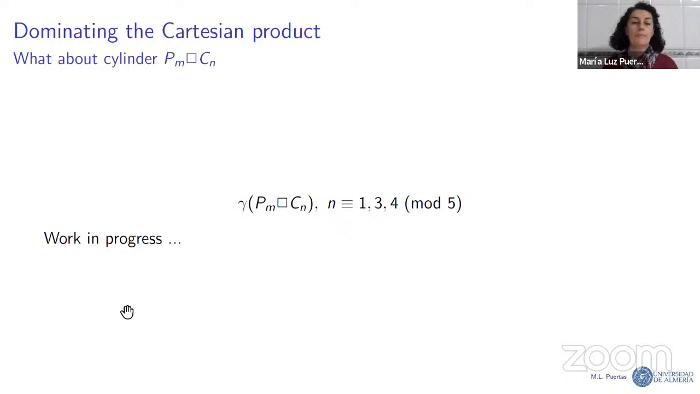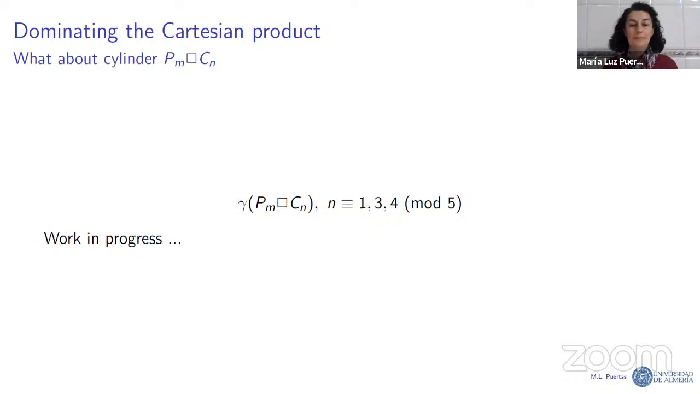In fact, we have a positive answer in the case of n congruent with 1 modulo 5. 3 and 4 modulo 5, well, we are still working on it. We don't know.